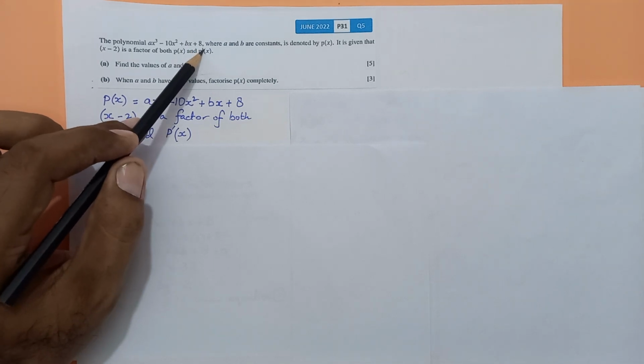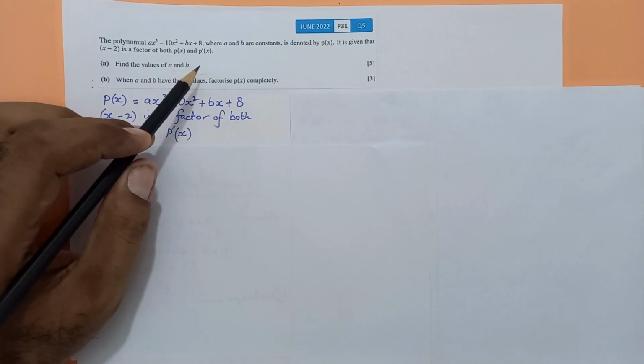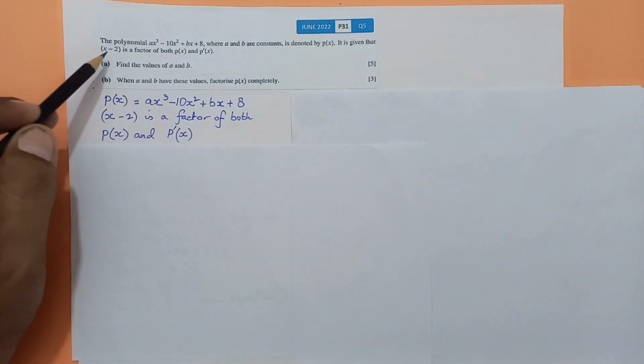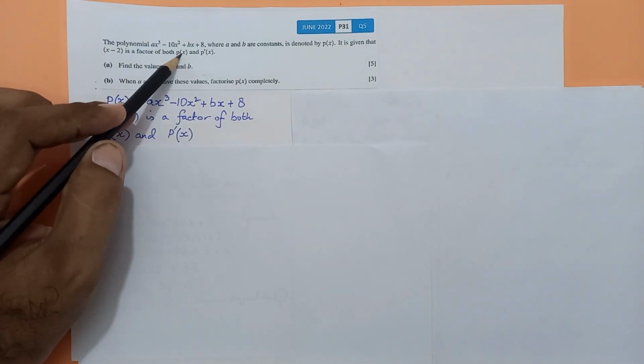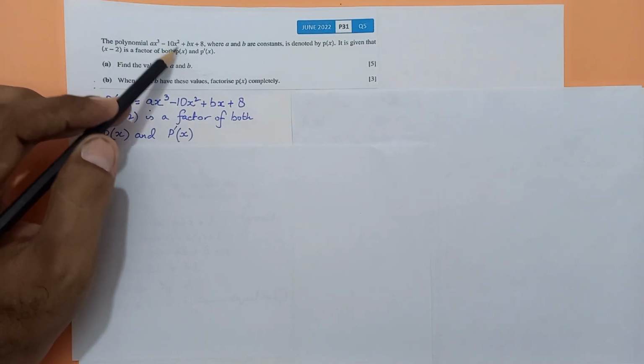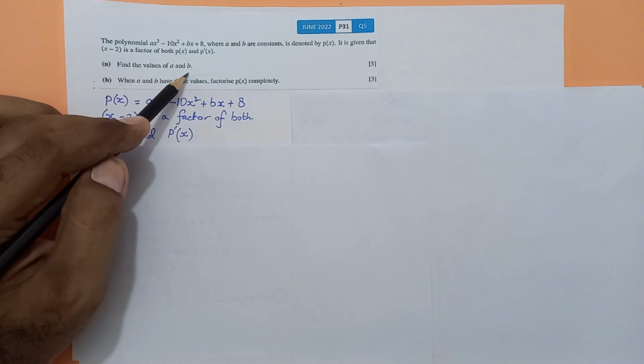We have a dash at the top over here which represents a derivative. So derivative of p(x). That means this x minus 2 is a factor of both this polynomial p(x) and the derivative of the same polynomial p(x). According to the question, find the values of a and b.